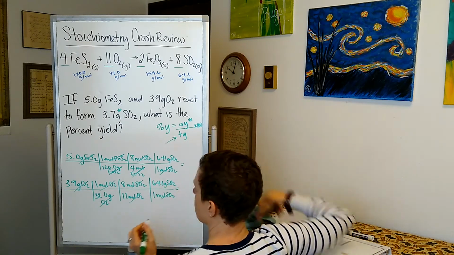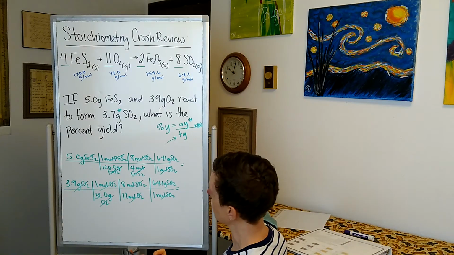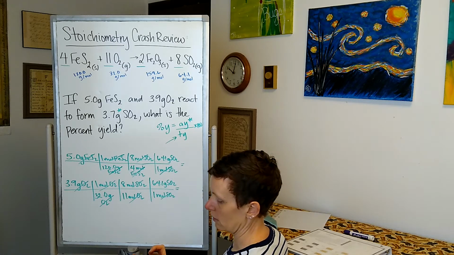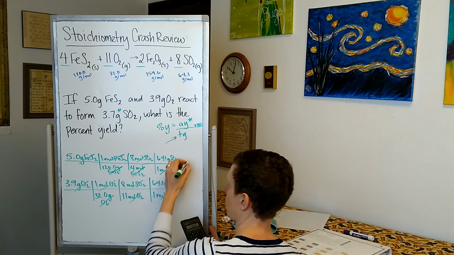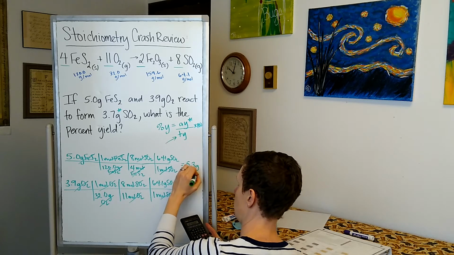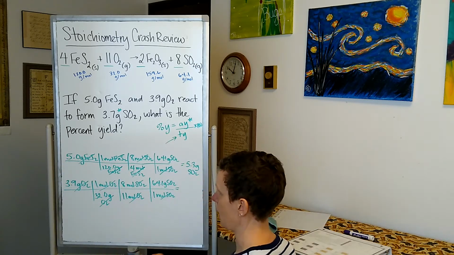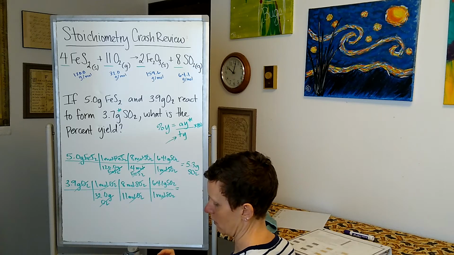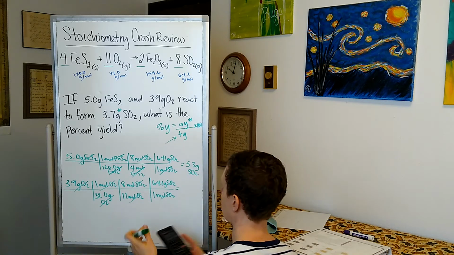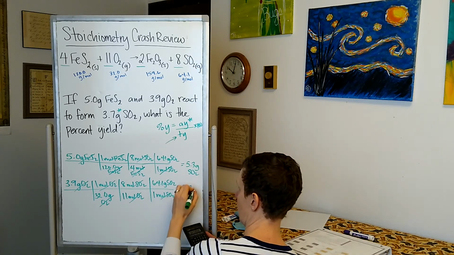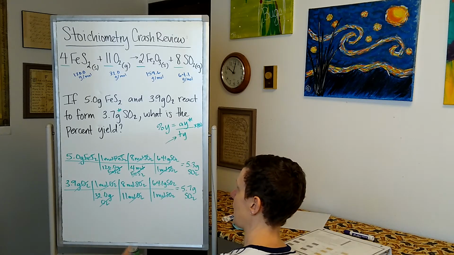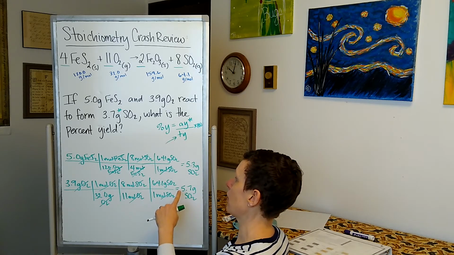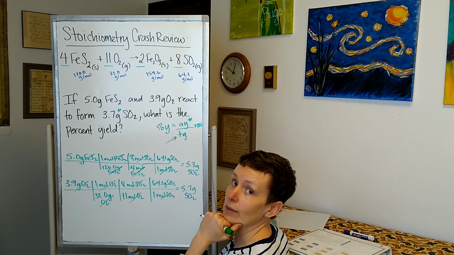Okay, I'm going to get 2 answers to these. They're both going to have 2 sig figs because of my starting values there. So this one is 5.3 grams of SO2 should be produced if this much FeS2 reacts. All right, the next one. This one's going to give me 5.7 grams of SO2 if all 3.9 grams of oxygen reacts. Well, I can't make 5.7 grams if I run out of iron sulfide when I hit 5.3 grams, okay?